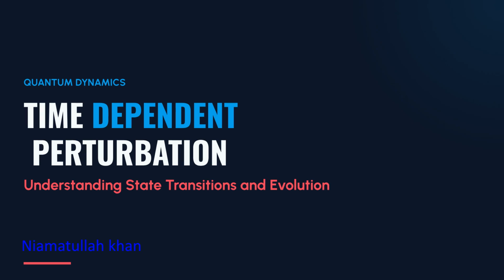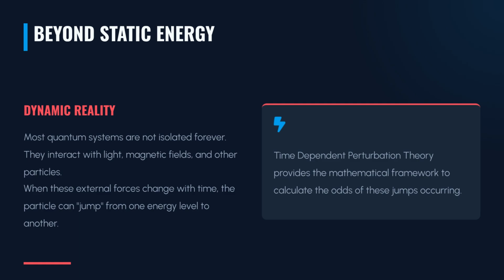Welcome to this video on quantum dynamics and time-dependent perturbation theory. We will explore the mathematical framework used for understanding state transitions and evolution in quantum systems. Most quantum systems are not isolated. They constantly interact with external forces like light and magnetic fields, which change over time. These interactions can cause a particle to jump between energy levels.